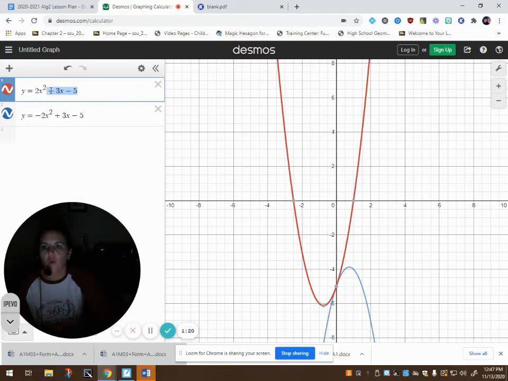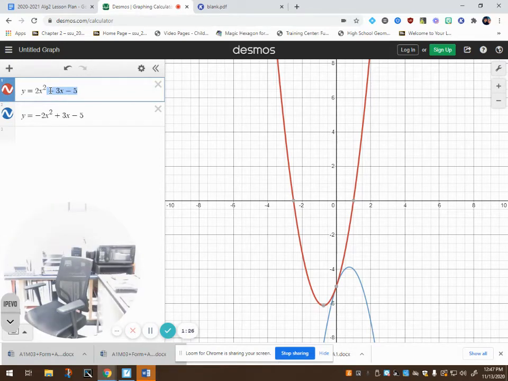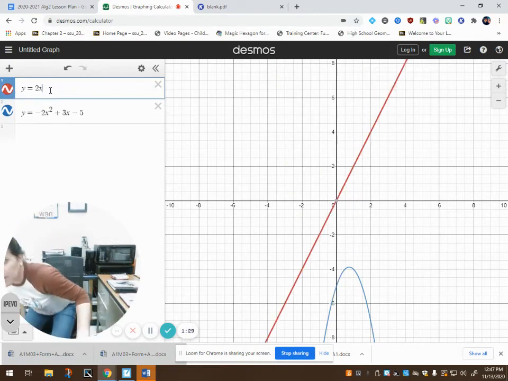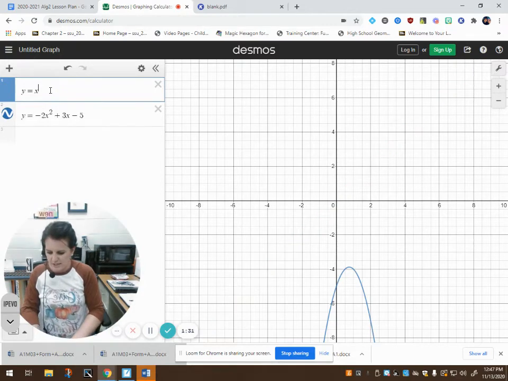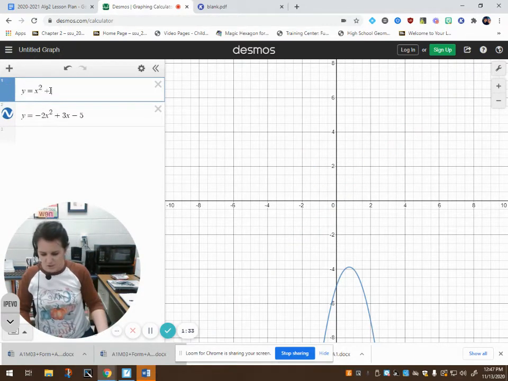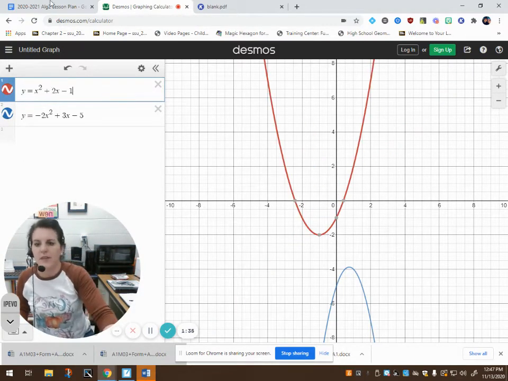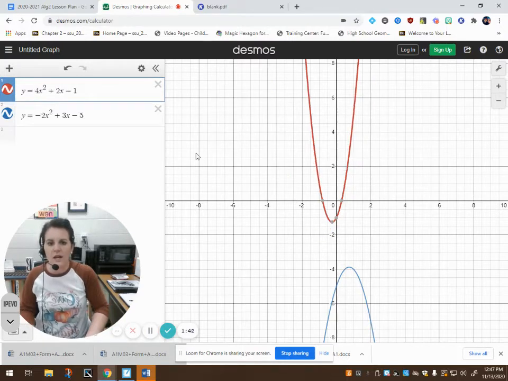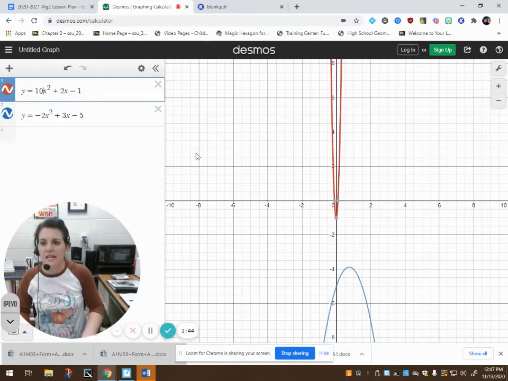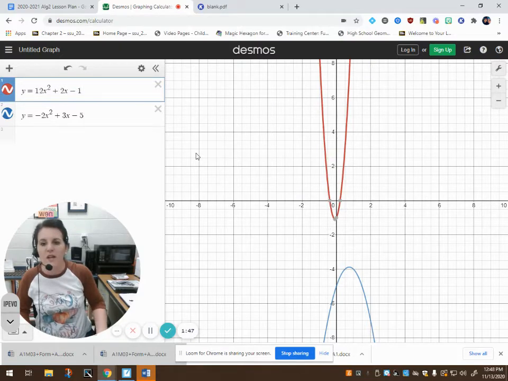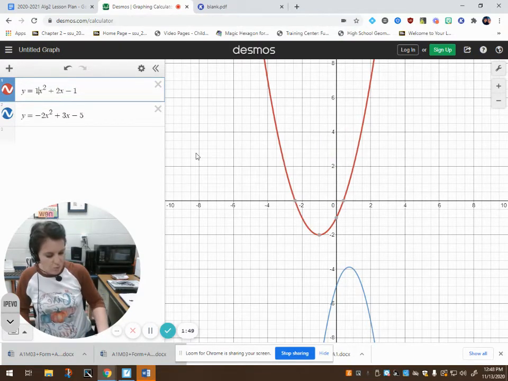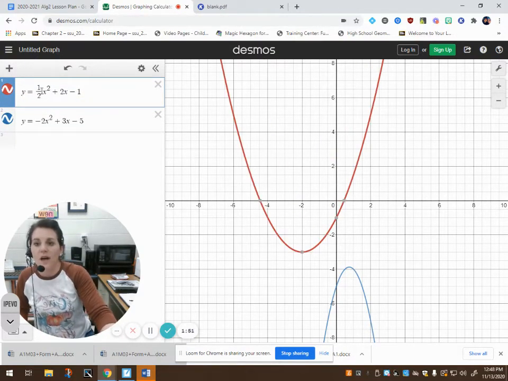I could type in a whole big bunch of different equations here. Let me get my lights back on for a second. If I just even get rid of that 2 and just put a positive 1, so let's just look at x squared plus 2x minus 1. It's still a happy face. It's a positive number here in front. It doesn't matter if I change it to 4, if it's 100, if it's 12, or if it's 1/2. It doesn't matter what the number is.